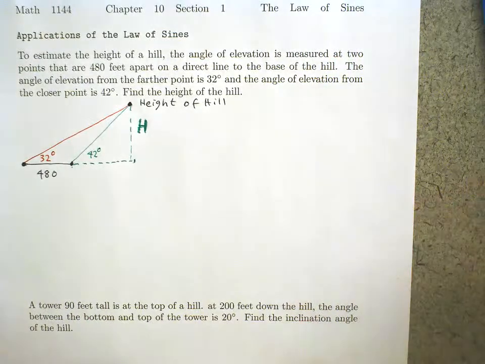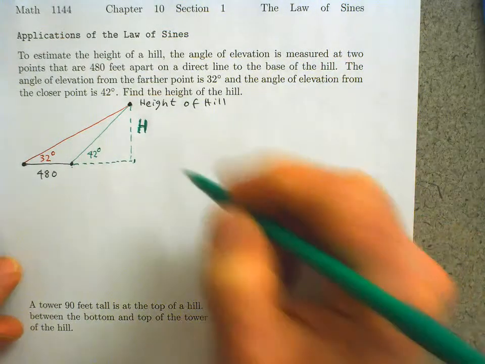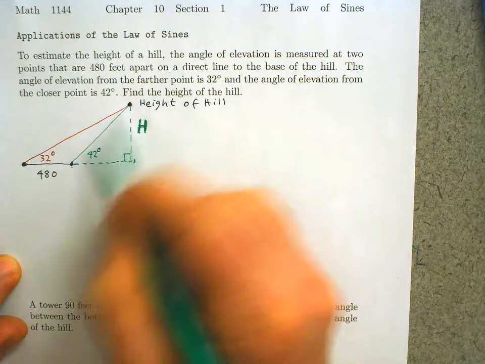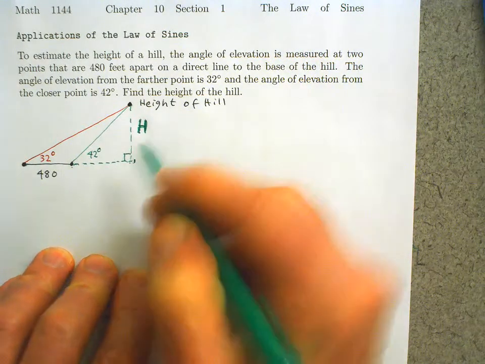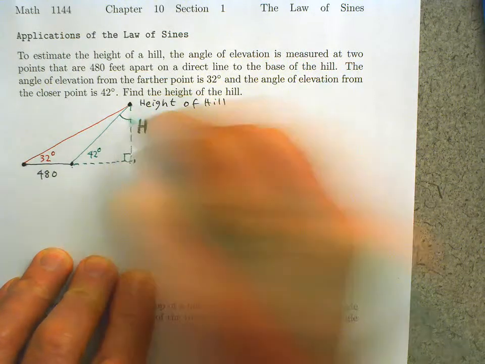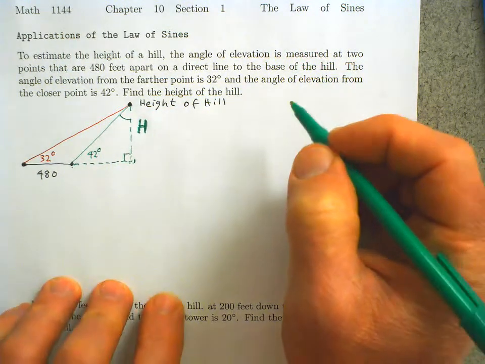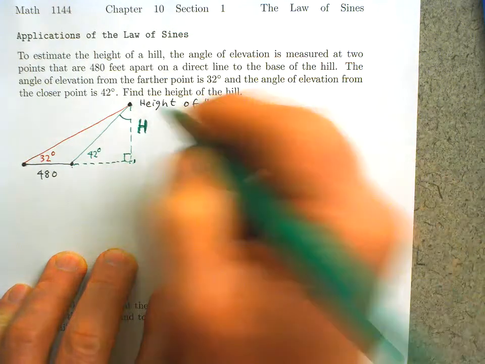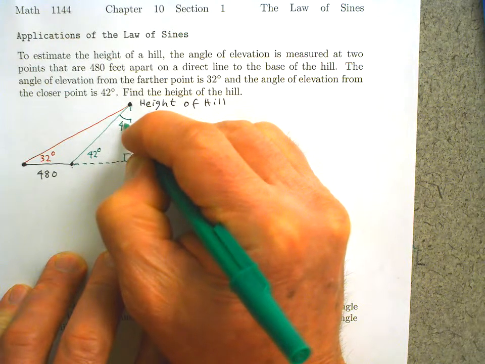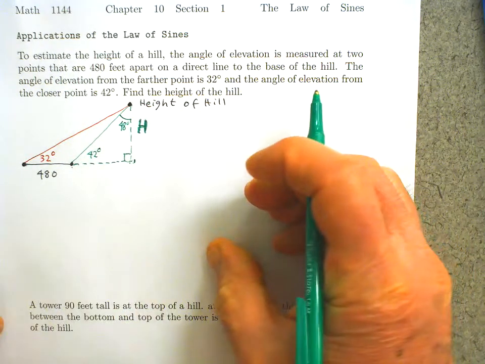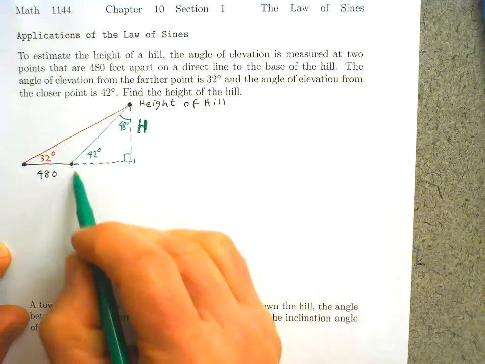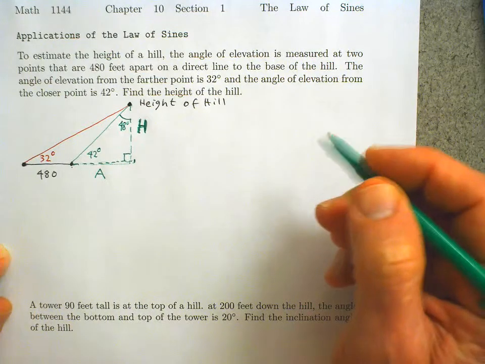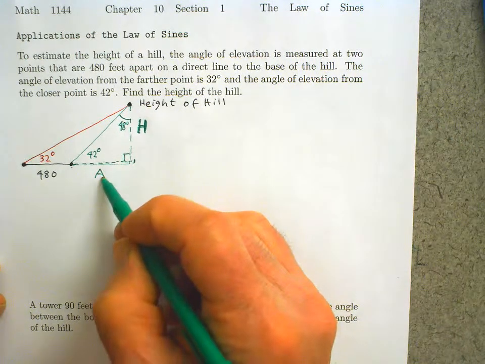Well, we have a couple of right triangles formed. In the green or the smaller right triangle, this angle has to be 48 degrees. I'll label this side of the smaller right triangle A. We might need to find what the value of A is.